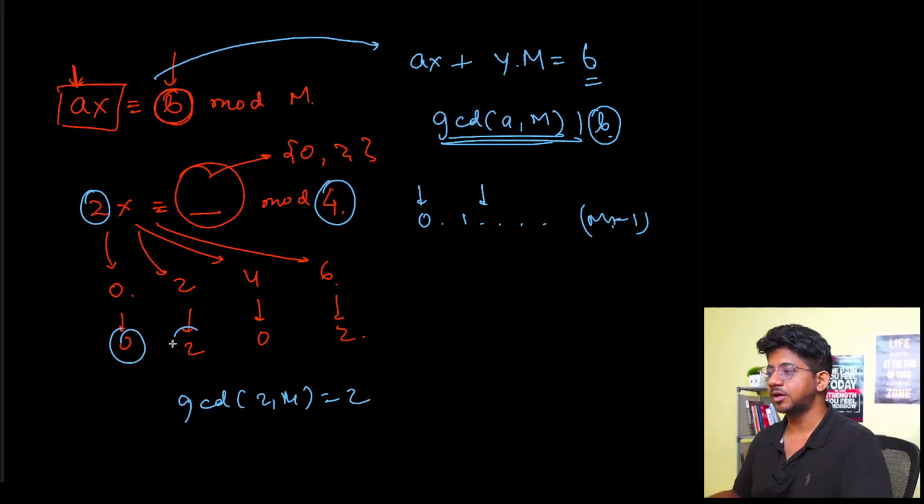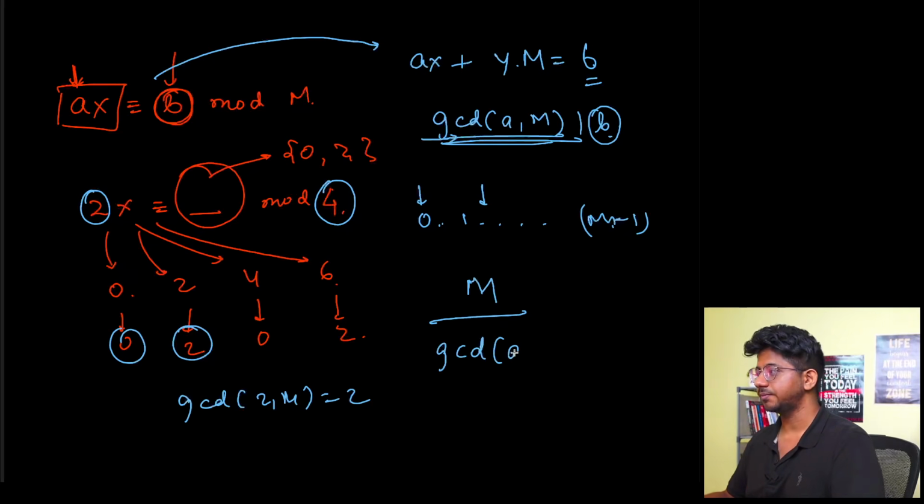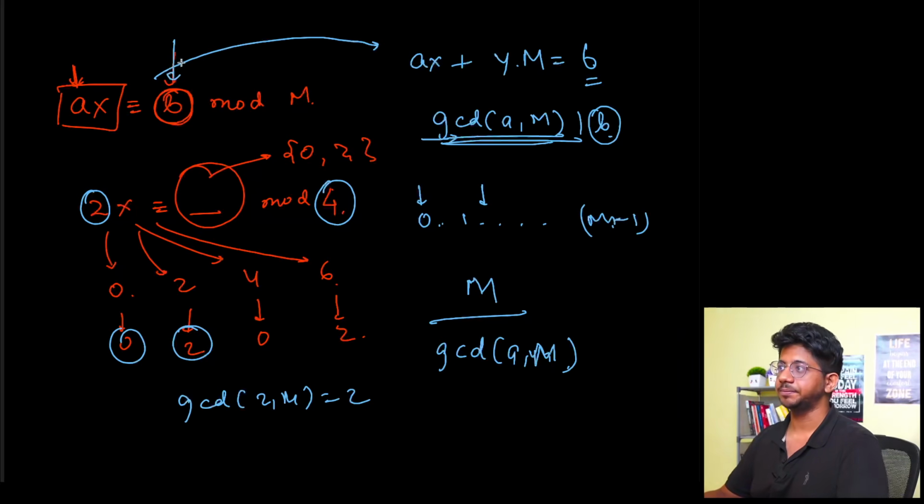So every multiple of 2 was possible in the range 0 to this. So 0 to this, every multiple of this is possible. So the number of numbers that are possible is nothing but, there are m numbers divided by every, in the interval of this you are getting different solutions. So GCD of a comma m. These many values are possible to be taken by the value b.